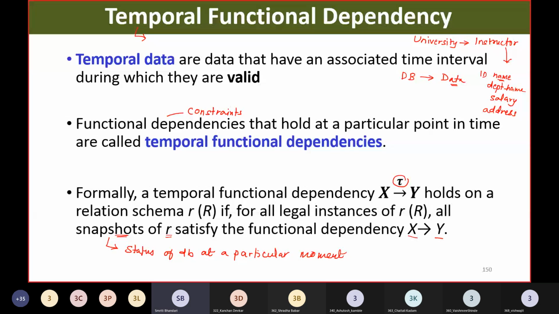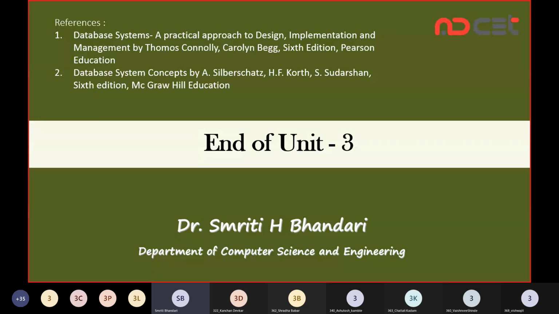I hope that you have understood this concept now, and this is the end of unit number 3. As I stated earlier, for this unit number 3 we used 2 textbooks. One is Database Systems: A Practical Approach to Design, Implementation and Management by Connolly, and the other is Database System Concepts by Silberschatz, Korth, Sudarshan. So these 2 are the textbooks that we used for this unit number 3.